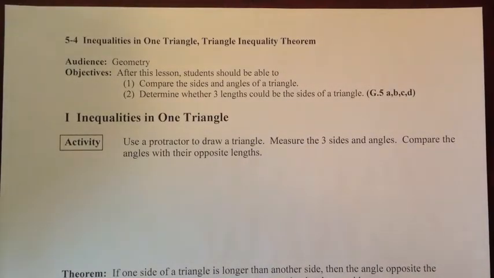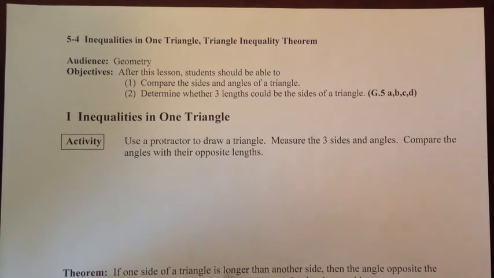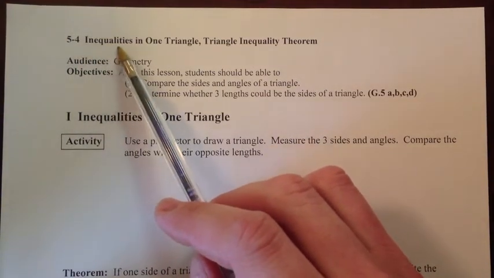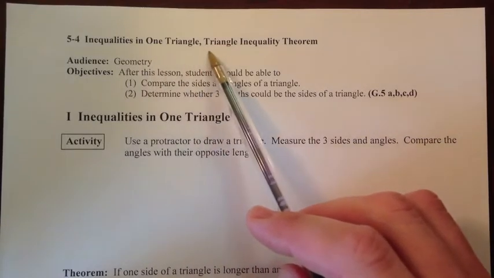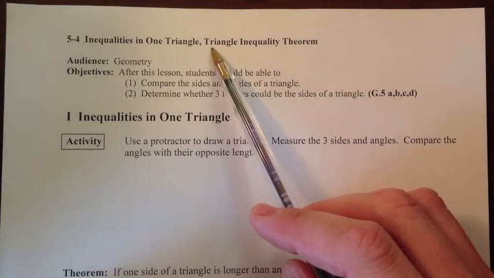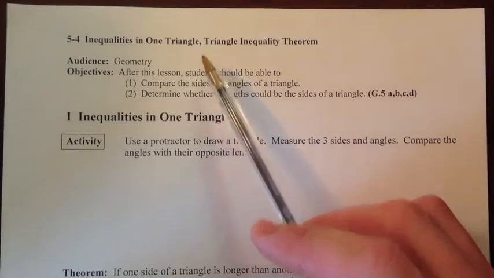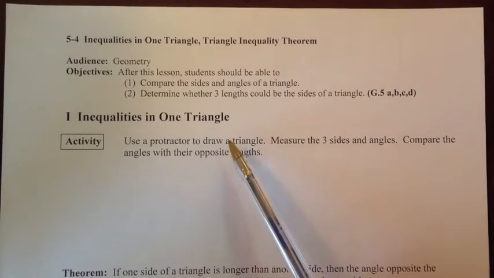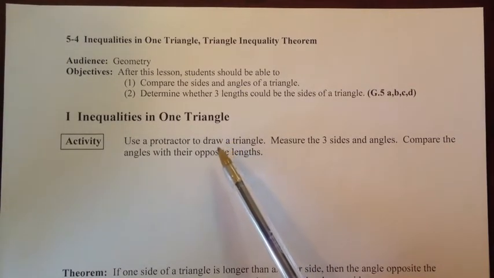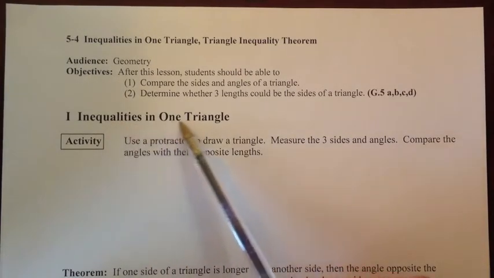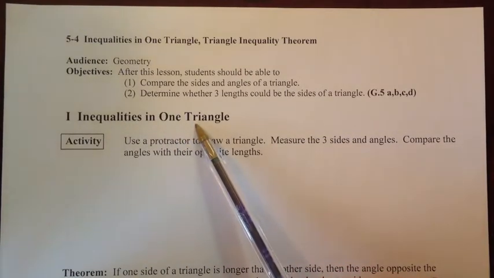Okay, geometry fans, so today we're going to look at section 5-4, which is inequalities in one triangle and something called the triangle inequality theorem. And we're going to break these notes into several parts. Usually it's 2 parts for the notes. It's going to be longer than that because we have 2 main concepts that we need to talk about, and we're going to really concentrate on each one individually. So for the first one, we're going to look at inequalities in one triangle.